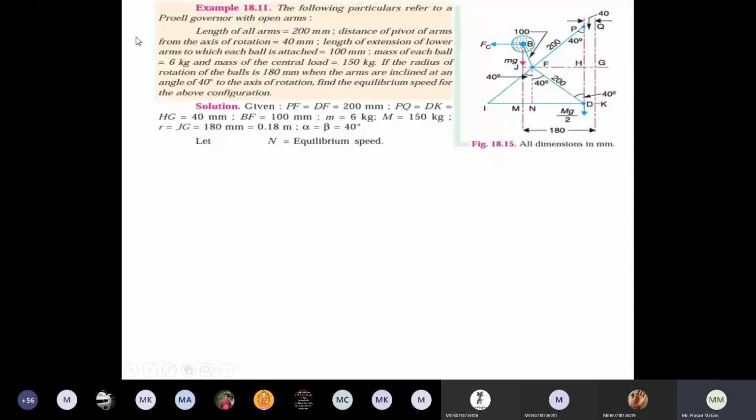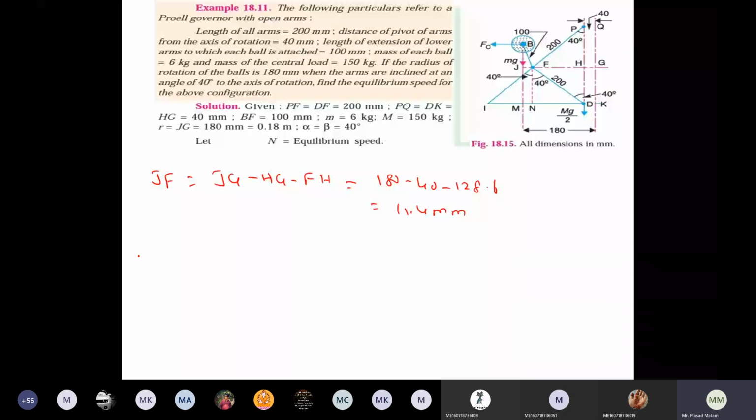So let me try to find the JF value again. How to find this JF? From the trigonometric relations, we can go through it. That is nothing but JG minus FH, which equals 180 minus 40 minus 128.6. Following this, we are getting 11.4 mm. JF we got.